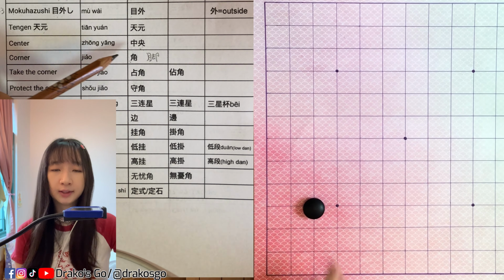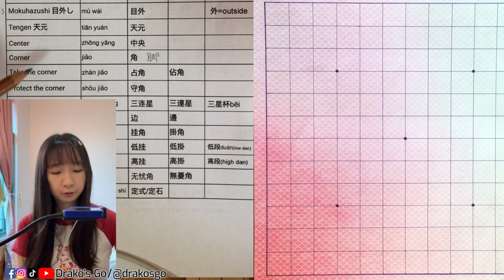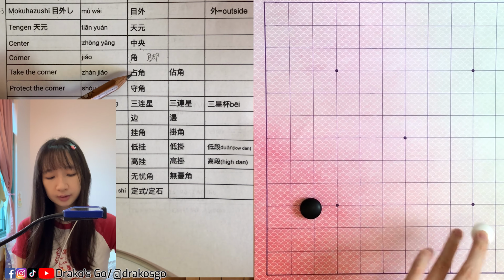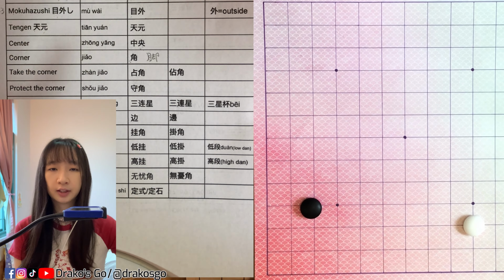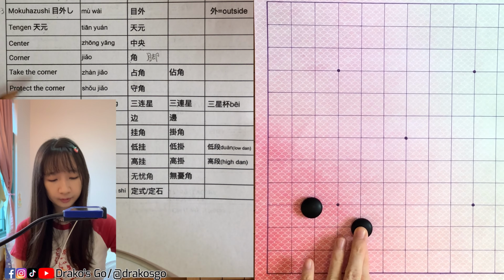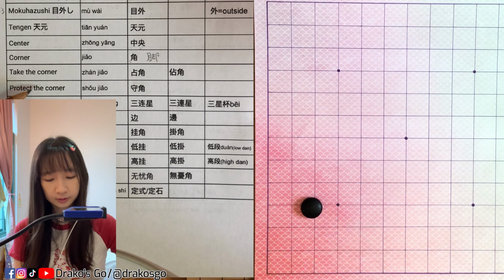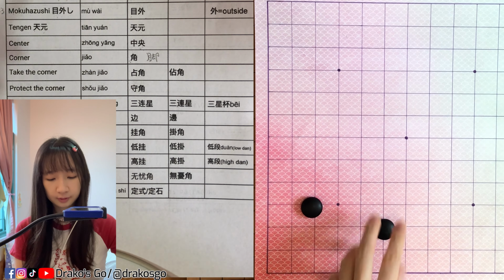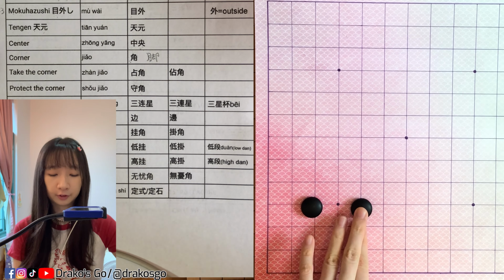So to expand on the word 角, if we want to say to take the corner or to occupy the corner, we can say 占角. 占 is like to occupy or take over. 占角. Protect the corner. 守角. 守 is like to protect. So 守角, protect the corner.